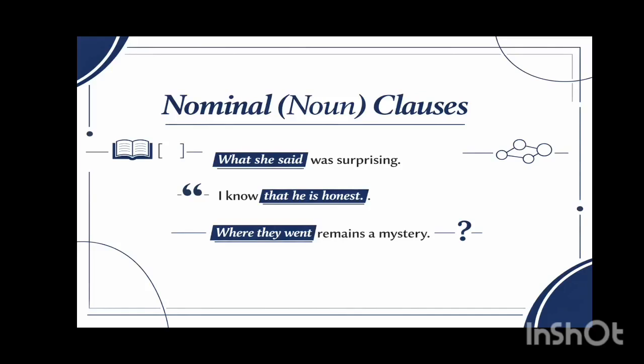Today we're going to study nominal clauses, or we can call it noun clauses. A noun clause is a type of dependent clause that works like a single noun in a sentence. Even though it contains a subject and a verb, it cannot stand alone as a complete sentence.